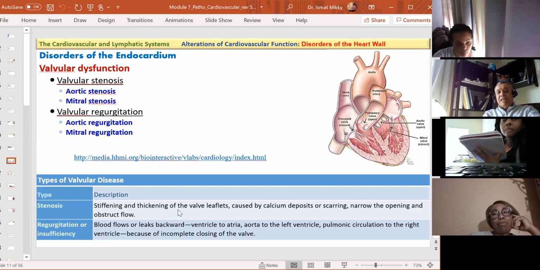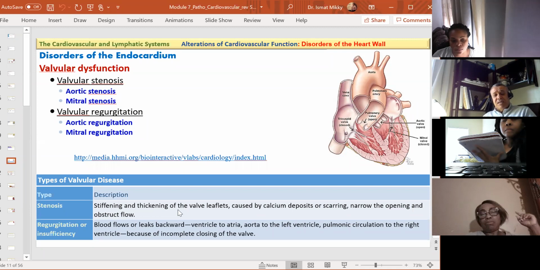So stenosis is the stiffness and thickening of the valve leaflets caused by calcification, calcium deposits, or scar tissue. When there is an inflammation and then the tissue becomes scarred, it becomes rigid, tough and thick. Or there is calcium deposited on the leaflets of the valve. That is called calcification. Either one of these two cases could result in stenosis of the valve.